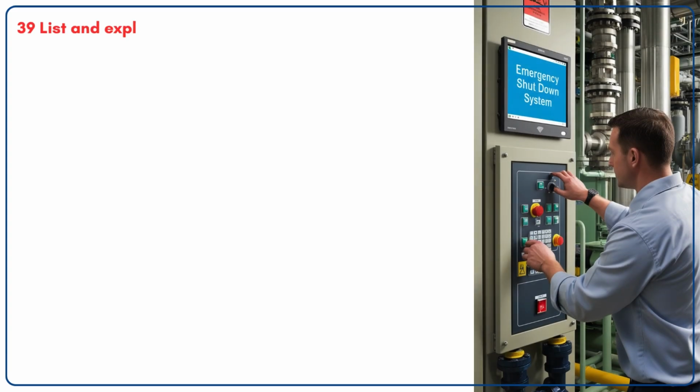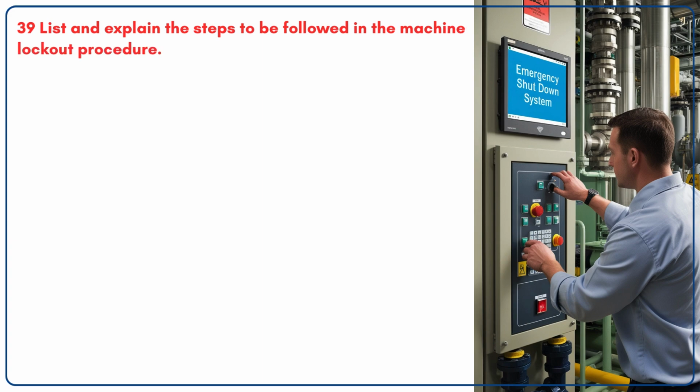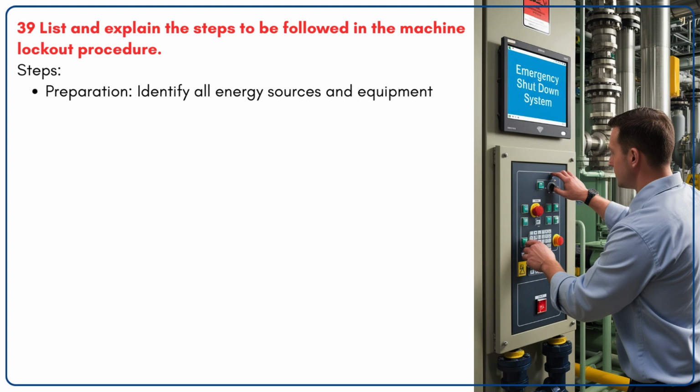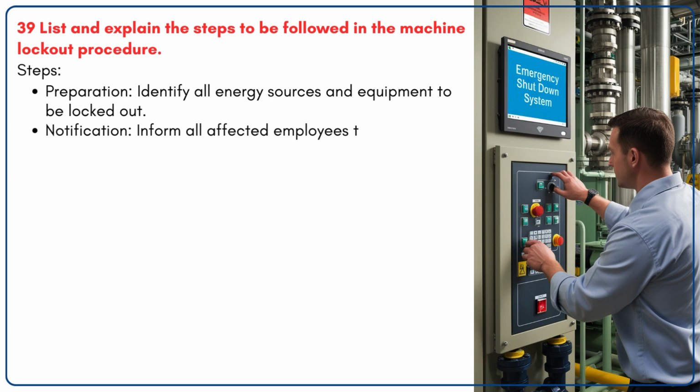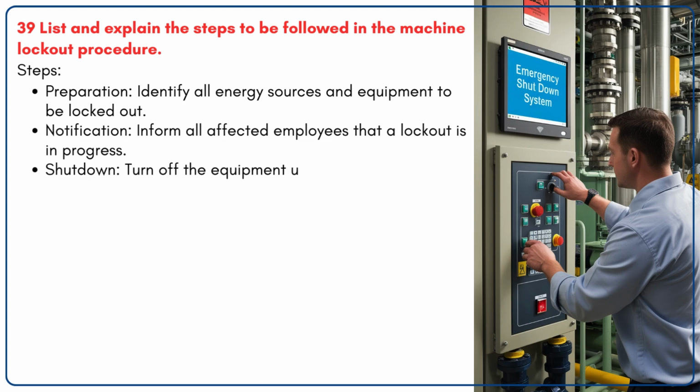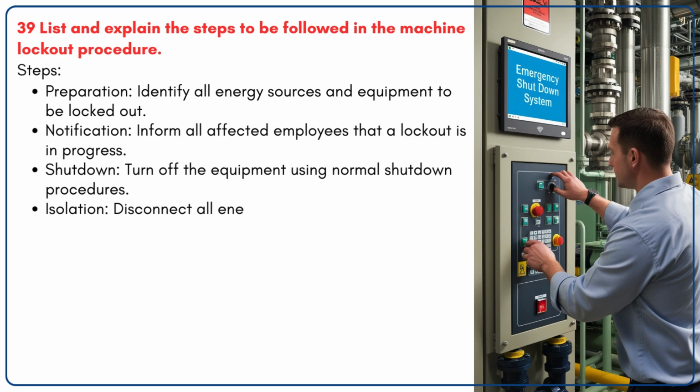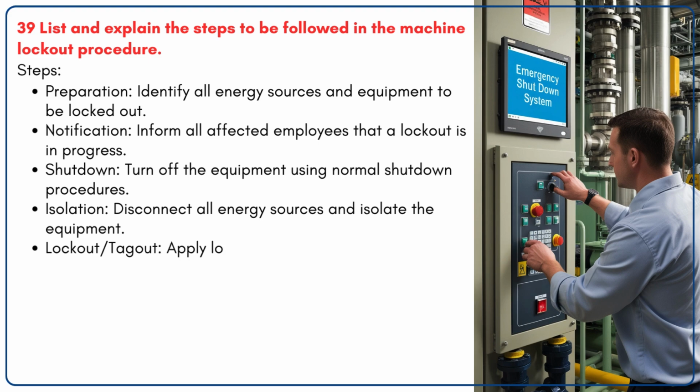39. List and explain the steps to be followed in the machine lockout procedure. Steps. Preparation. Identify all energy sources and equipment to be locked out. Notification. Inform all affected employees that a lockout is in progress. Shutdown. Turn off the equipment using normal shutdown procedures. Isolation. Disconnect all energy sources and isolate the equipment. Lockout tagout. Apply lockout devices and tags to all energy isolation points.